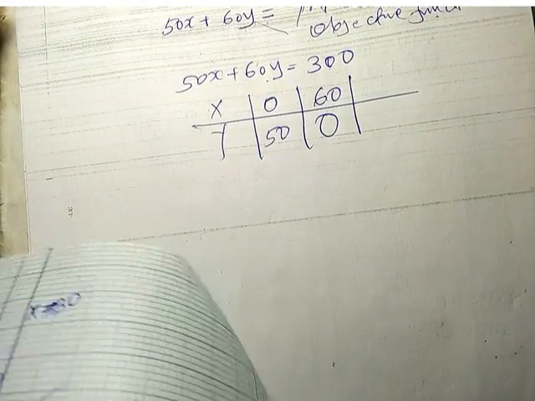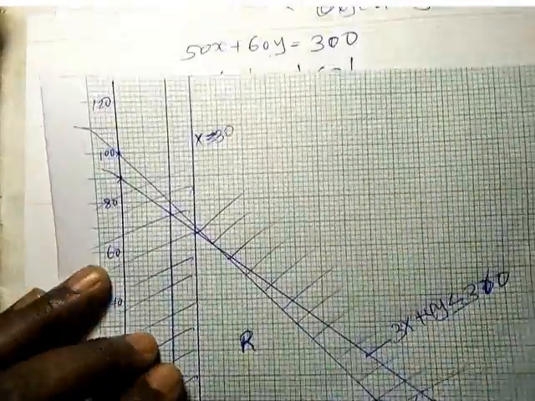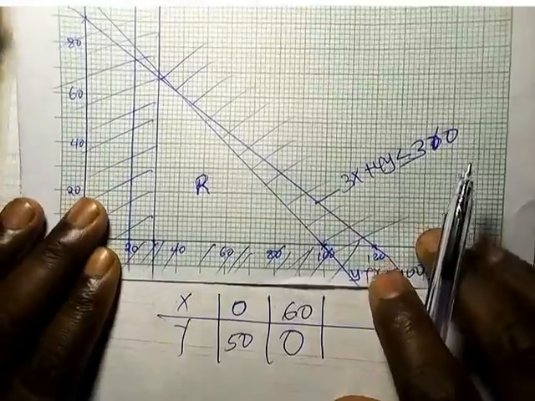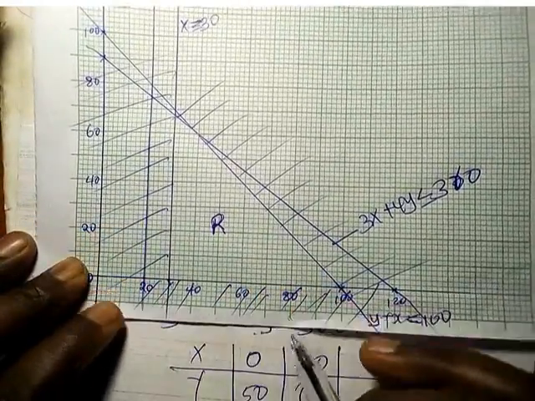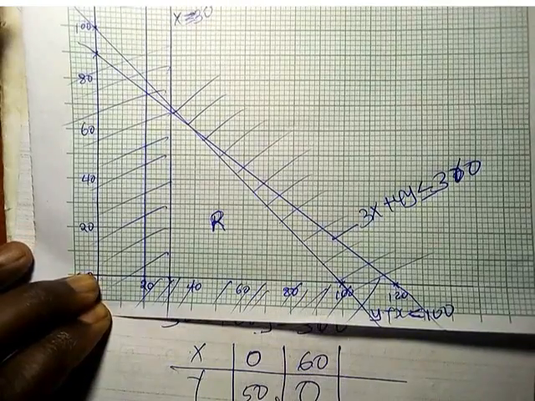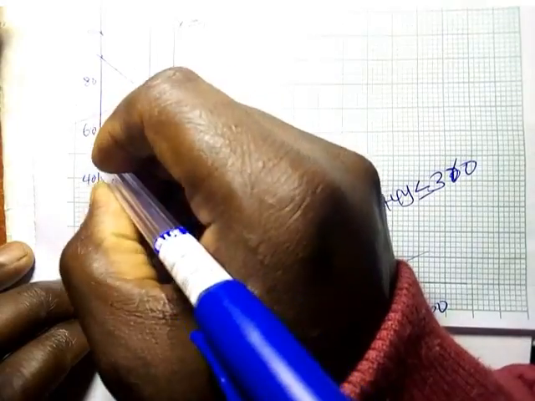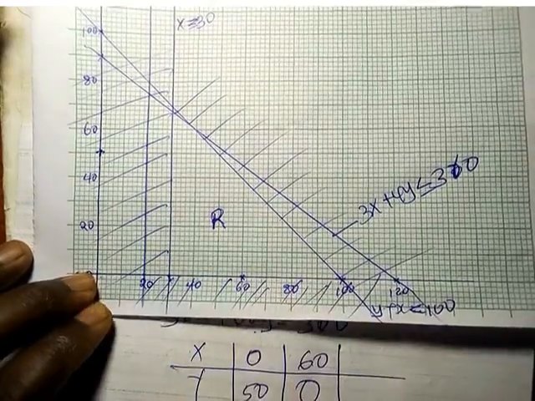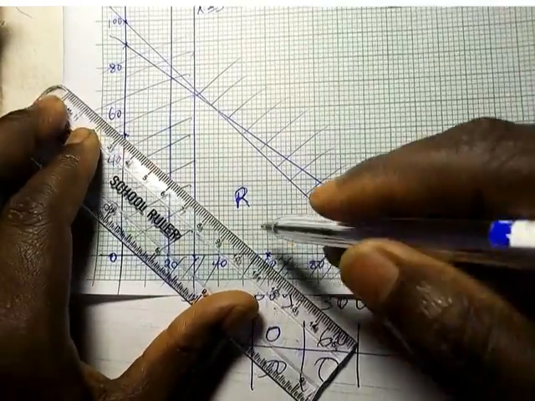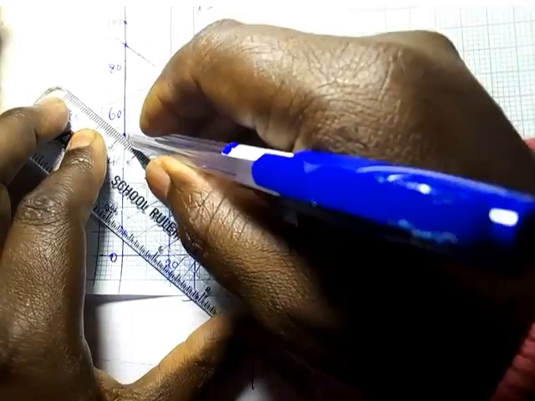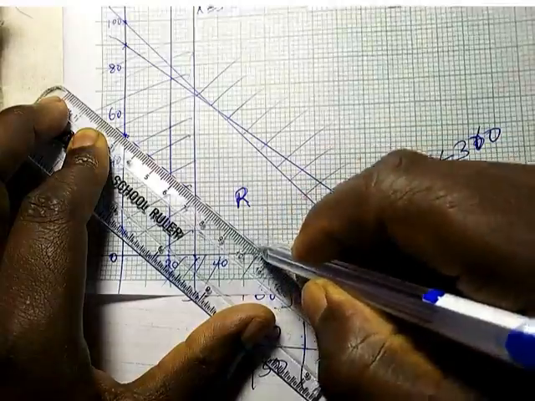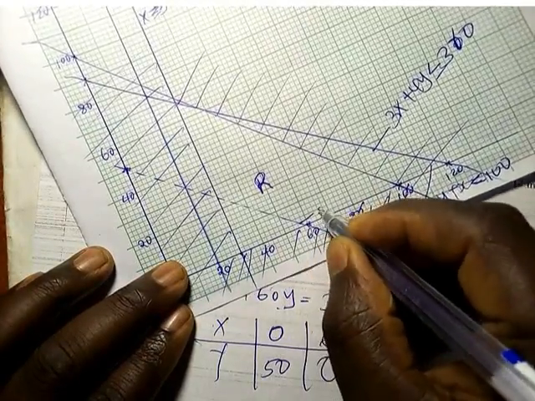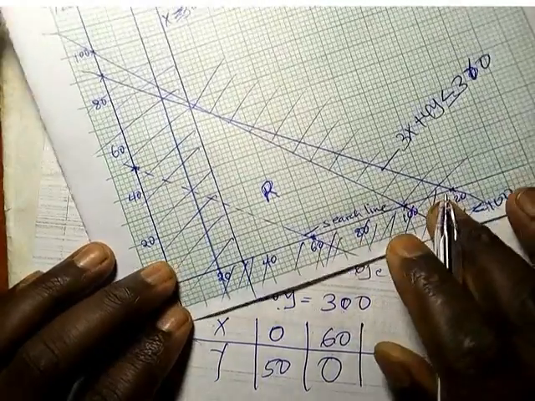So we go back to our graph and then we draw this line here. When x is 0, y is 50, so 50 is here. When x is 60, y is 0. So we draw a dotted line and we label it the search line. We use dotted like this. It is important you label that. You label that it is called the search line.